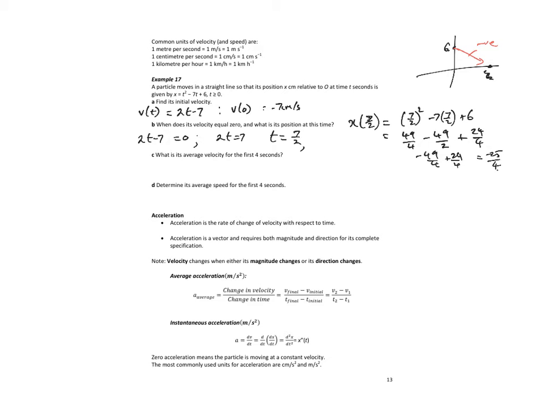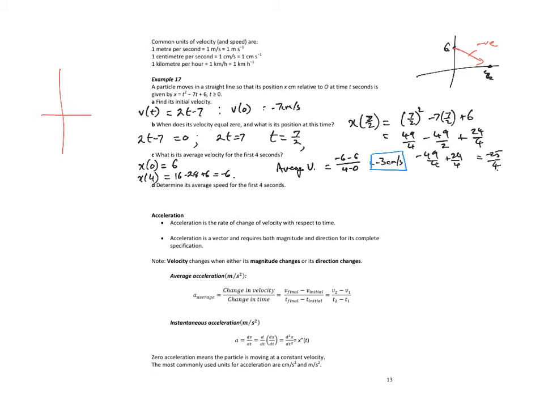Average velocity is about where I am at the start, where I am at the finish, and how long it has taken me to get there. So my position at the start, we decided, was 6. My position 4 seconds later is equal to 16 minus 28 plus 6, which is negative 6. So the average velocity is equal to minus 6 over 4 minus 0, which is negative 3 centimetres per second. So that's my average velocity.